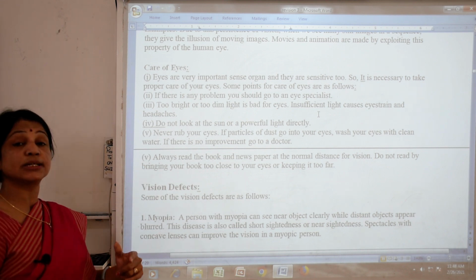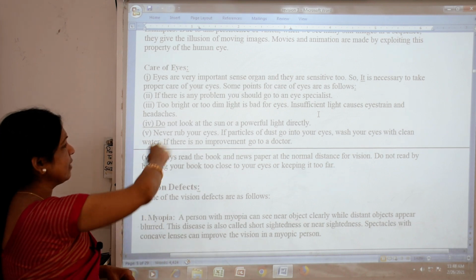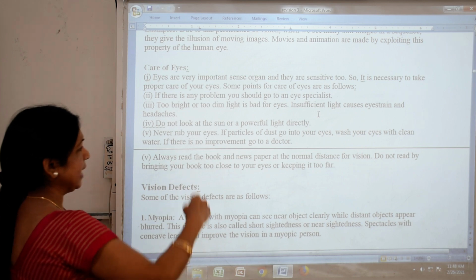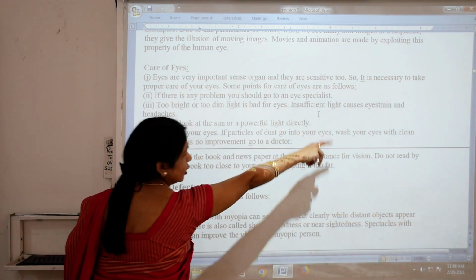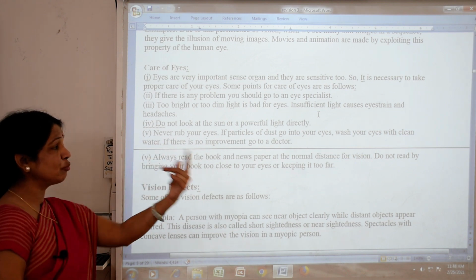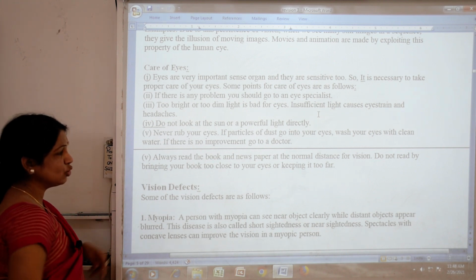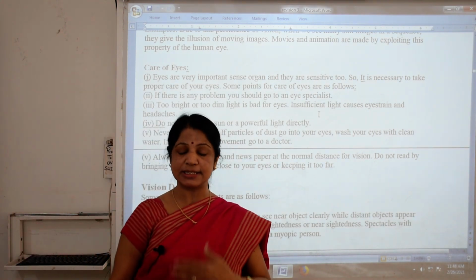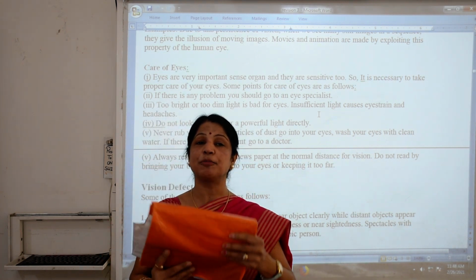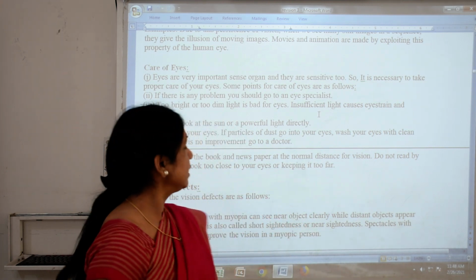Do not look directly at the sun or towards powerful lights. Never rub your eyes. And if particles of dust go into the eyes, wash your eyes with clean water. If there is no improvement, go to the doctor. And always read the book and newspaper at a normal distance, not very near and not very far. Kindly keep it at a proper distance.